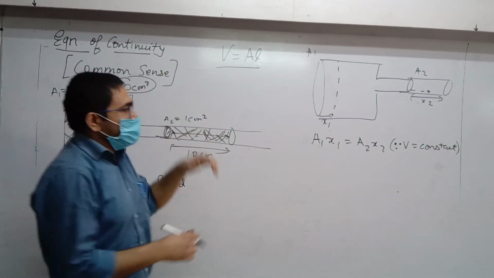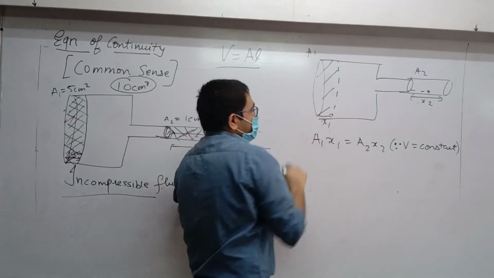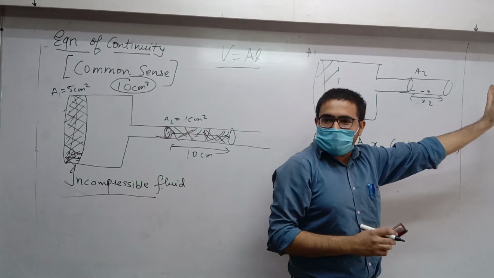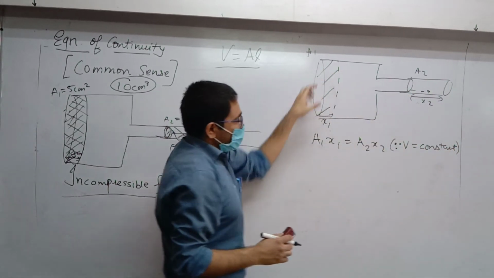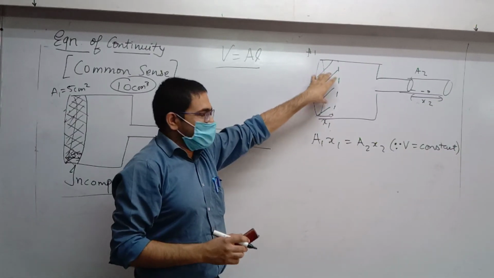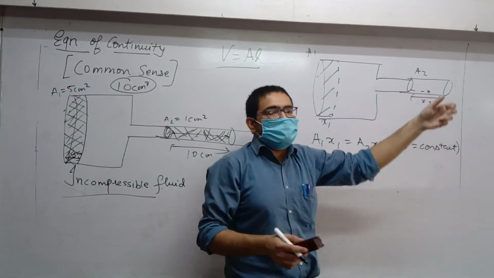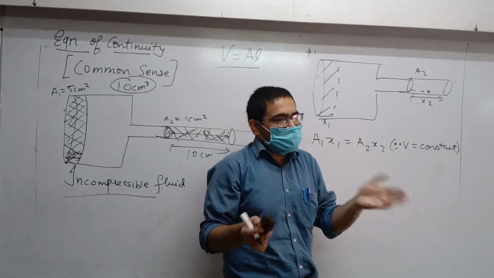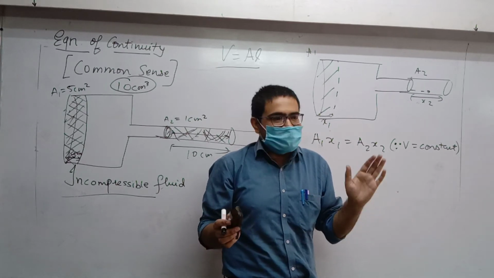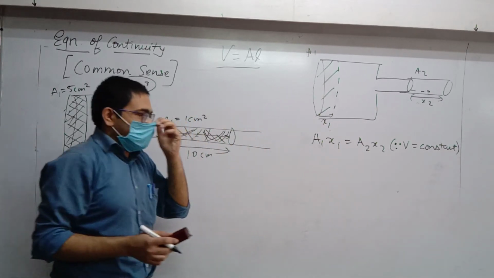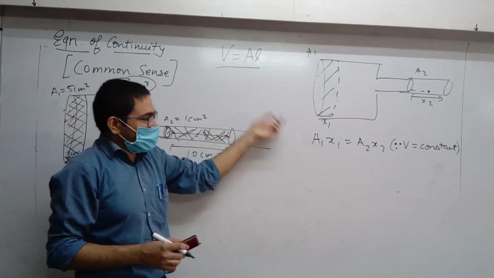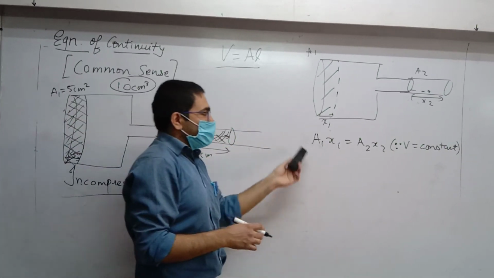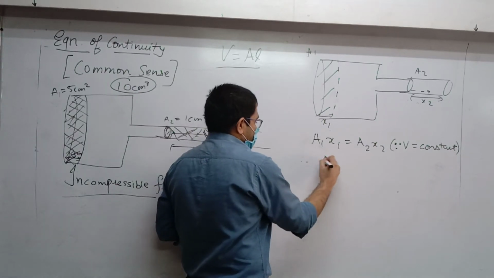The volume decrease over here should be equal to the volume increase. A1 x1 is the volume lost, and A2 x2 is the volume gained. Both should be the same. So A1 x1 equals A2 x2. This is one form of the equation of continuity. You can write it in a few more forms. Differentiate both sides with respect to time.